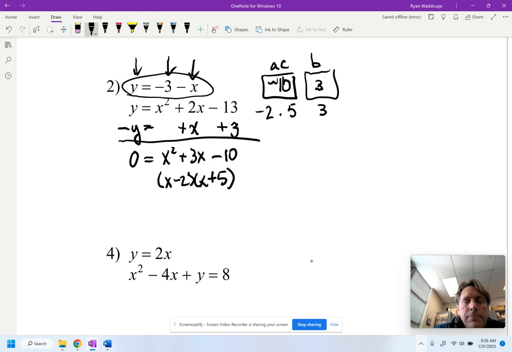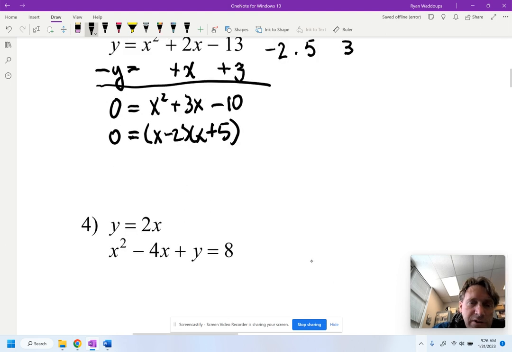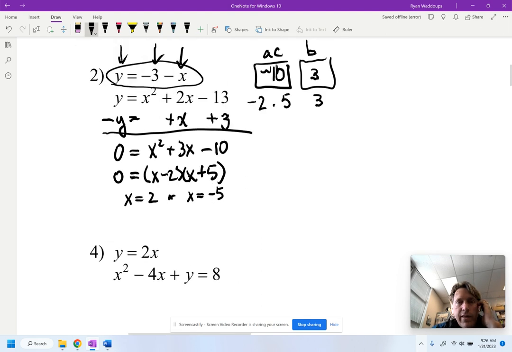And that's equal to 0. So if these two factors are equal to 0, then I ask myself, what makes the first value 0, the first factor? X would have to be 2, or on the second one, x must be negative 5. I then want to plug those back into the equation. This time I'll use the top equation.